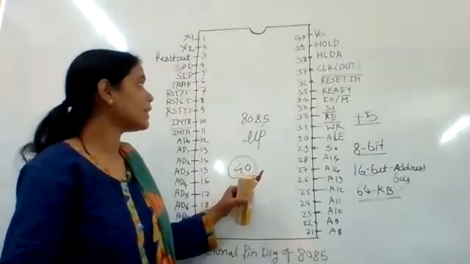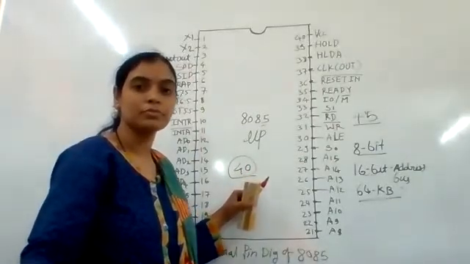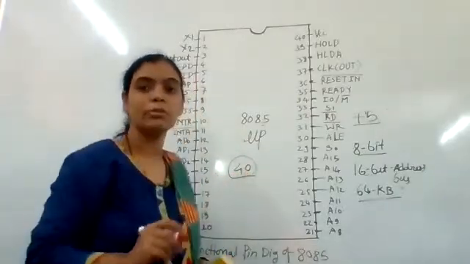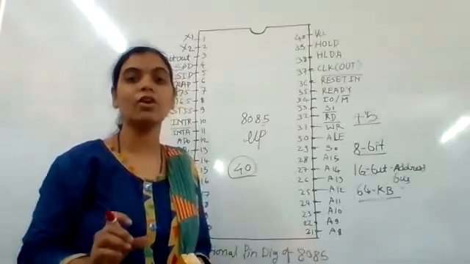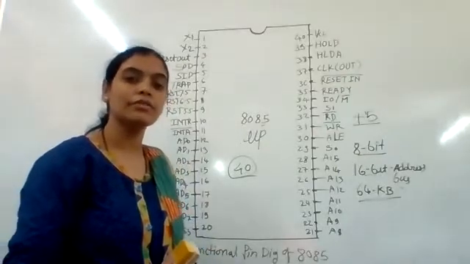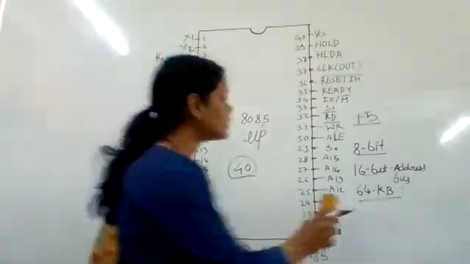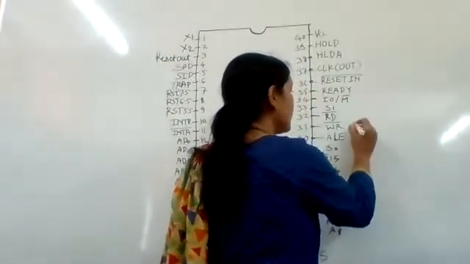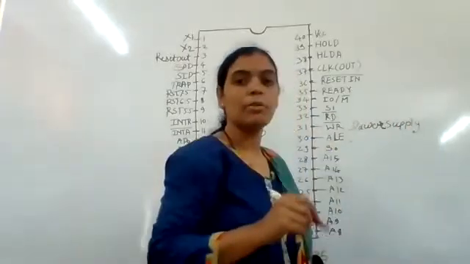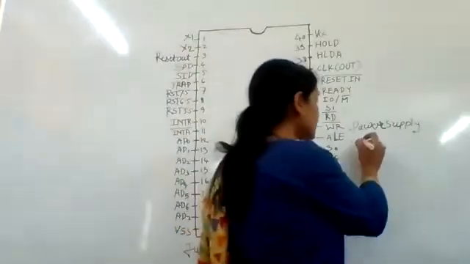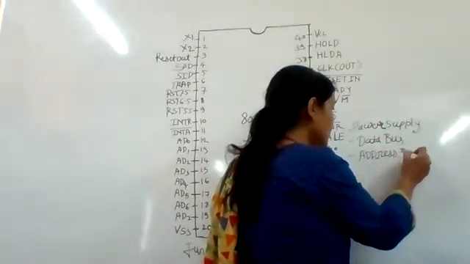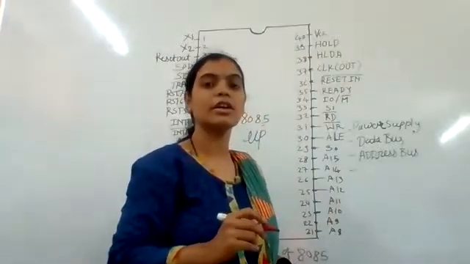See the diagram, the pin diagram of the 8085 microprocessor. In this pin diagram, there are 40 pins. How many pins total? 40 pins. The signals of this 40-pin IC are grouped into 7 categories. First is power supply, data bus, address bus, and serial input output port.